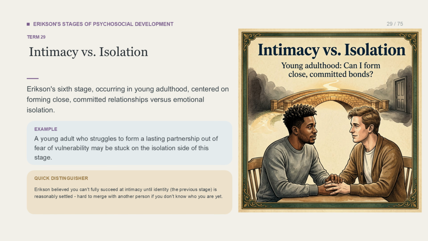29. Intimacy versus isolation. Intimacy versus isolation is Erikson's sixth stage, occurring in young adulthood, and it's centered on forming close, committed relationships versus emotional isolation. For example, a young adult who struggles to form a lasting partnership out of fear of vulnerability may be stuck on the isolation side of this stage.